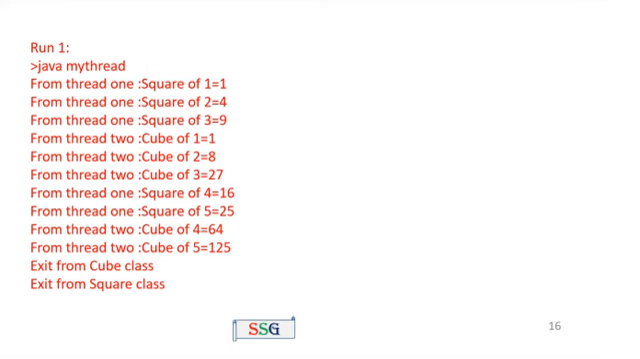Square is executed for 3 times. Second, cube is executed for 3 times. Again, square executed for 4 and 5. Cube executed for 4 and 5. First exit from the Cube class, then exit from the Square class.